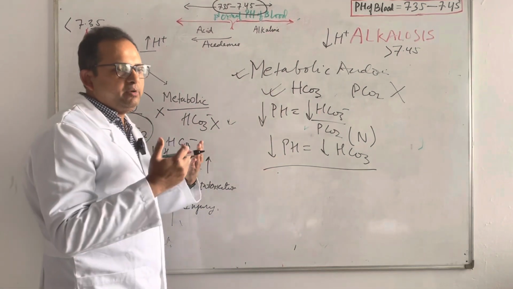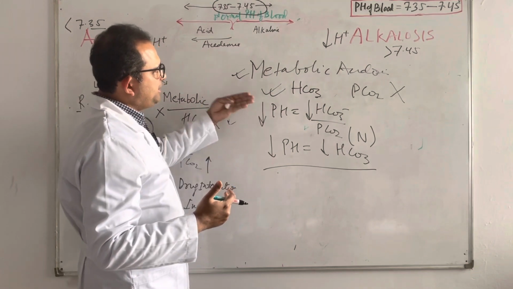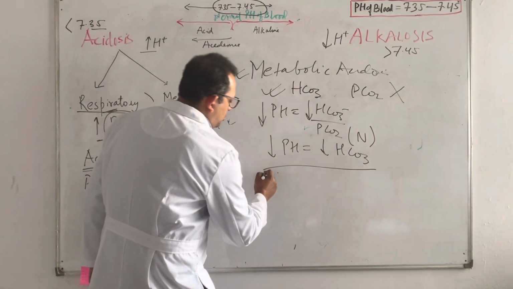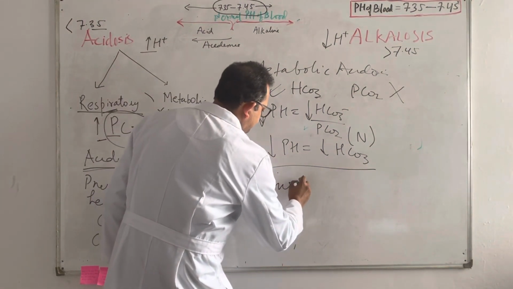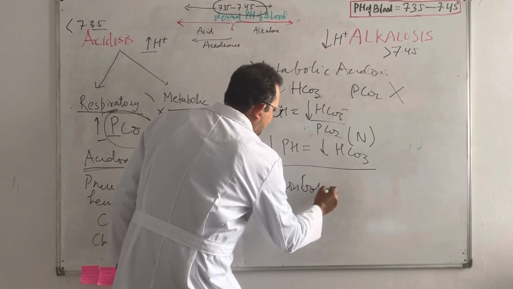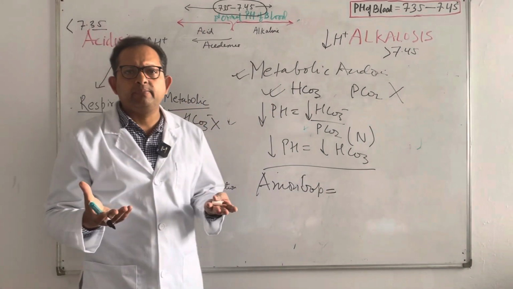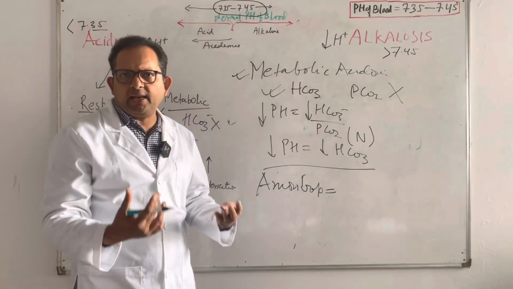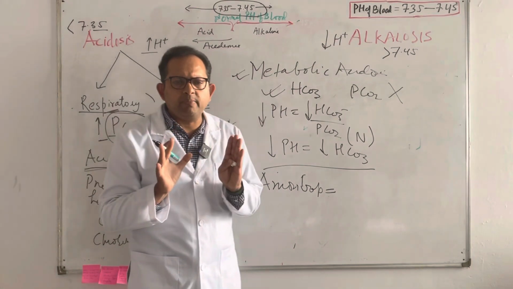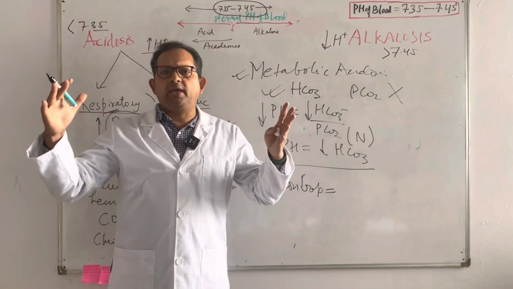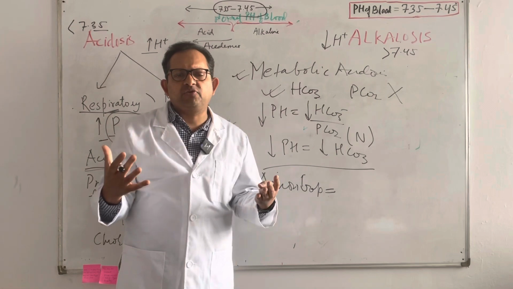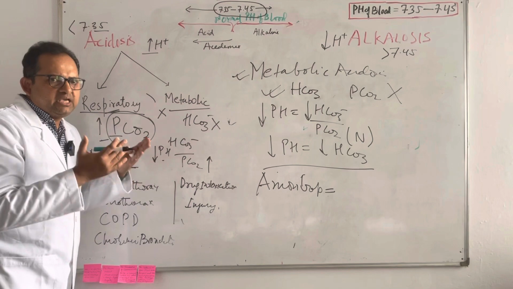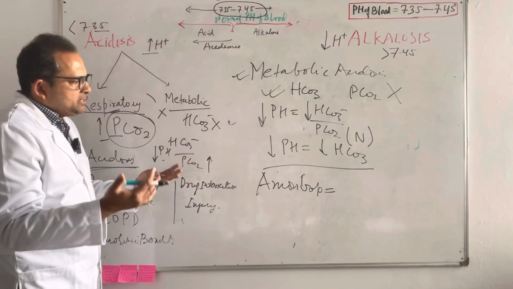Now we will be talking about the anion gap, because metabolic acidosis is always associated with the anion gap. So what is anion gap? Anion gap is nothing but a gap. It's a gap between cations and anions. That's anion gap. It's simple to remember. We don't have to run after the terminology. We have to understand in a simple way that the gap between cations and anions is the anion gap.